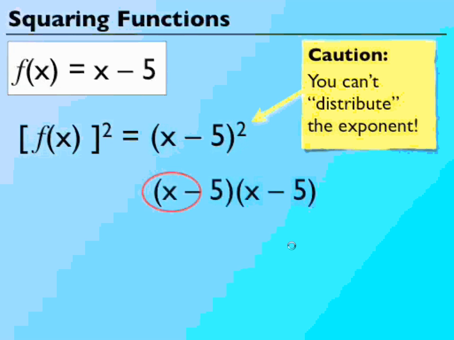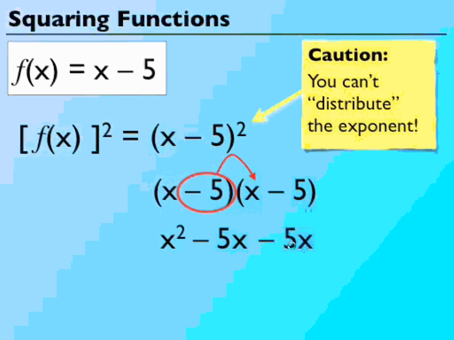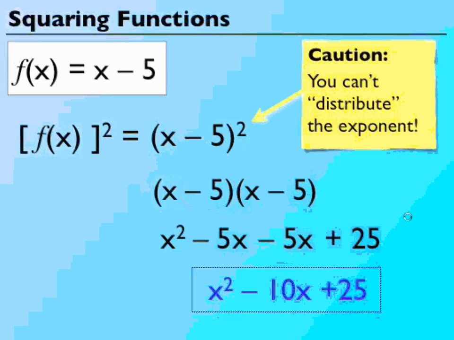Now we distribute. So we take the x, we distribute it to the x to get x squared. We distribute it to the negative 5 to get minus 5x. Cool. We take the negative 5, we distribute it to x to get minus 5x. We distribute it to the minus 5 to get plus 25. We combine our like terms, and we get x squared minus 10x plus 25. Remember, you cannot distribute the exponent. You need to write it out and actually distribute everything out.